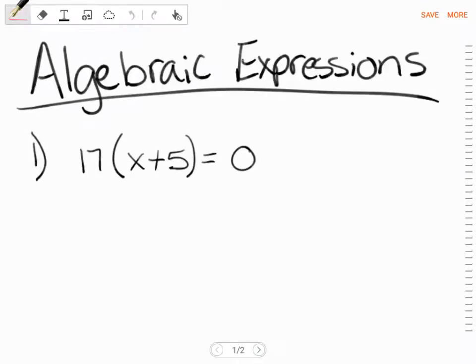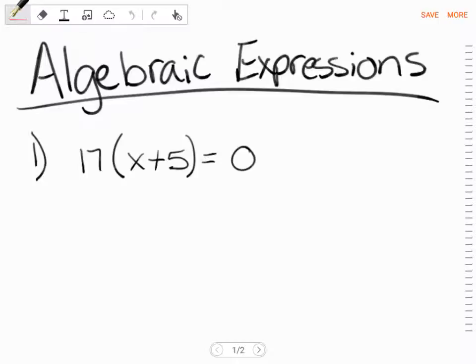Okay, so we're going to talk about algebraic expressions and solving some two-step equations, and it may take a couple more steps for some of these problems. There's a couple ways you can work this. I'm going to try to show you guys the quickest and easiest ways.